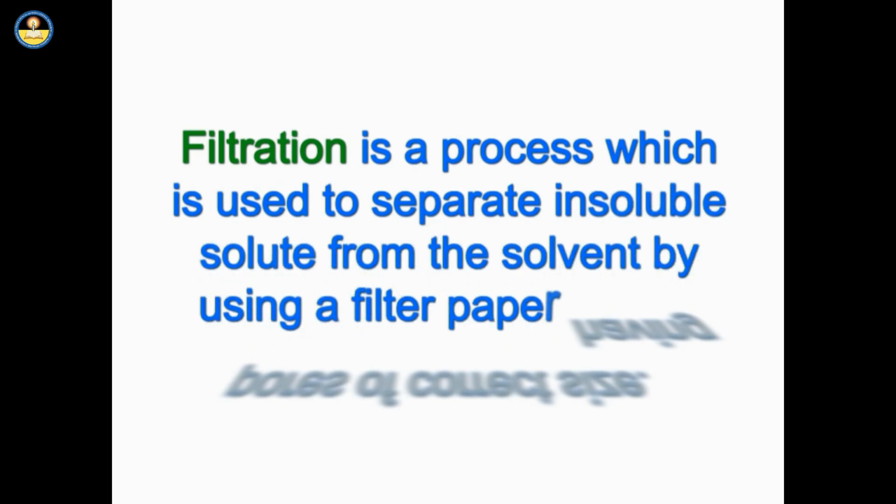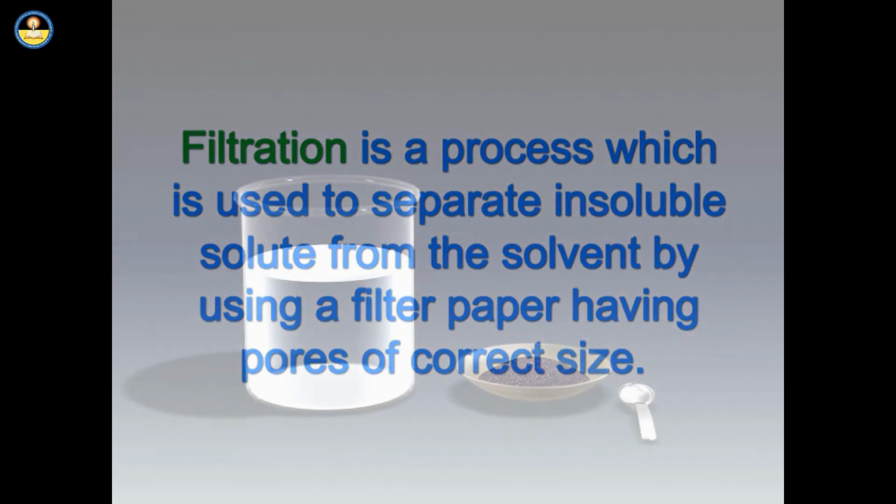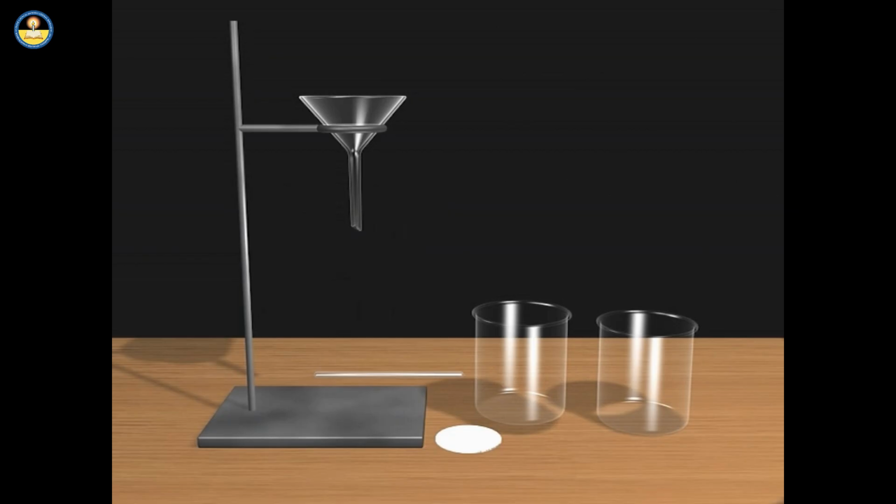Filtration is a process which is used to separate insoluble solute from the solvent by using a filter paper having pores of correct size. This method is used to separate mixture of a solid and a liquid. Let us have a look at how a filter paper is folded for filtration.